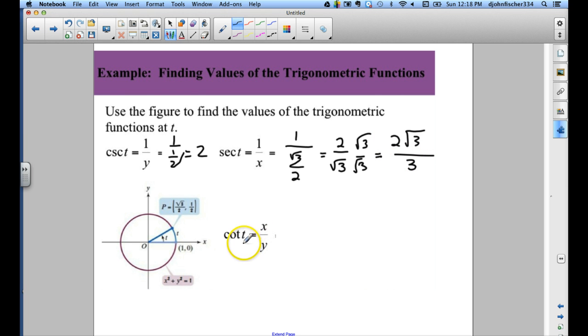Now cotangent is x over y, so we get the square root of 3 over 2 divided by 1/2. Flip and multiply, you get square root of 3 over 2 times 2 over 1, which is square root of 3. So we're using our functions to find our values.